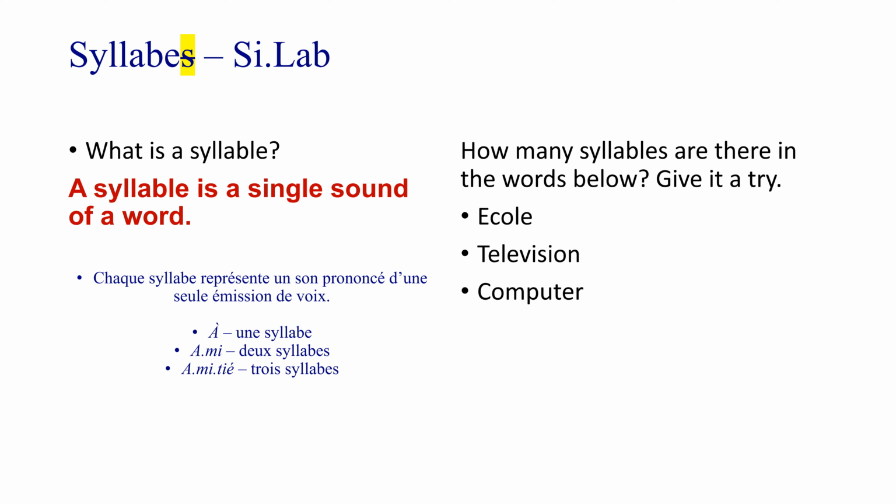What is a syllable? It is a single sound of a word. If I give you here one word in French, two in English: école. So école, meaning school. École, two. Television, four. Computer, three. You already knew that. I just wanted to remind you.